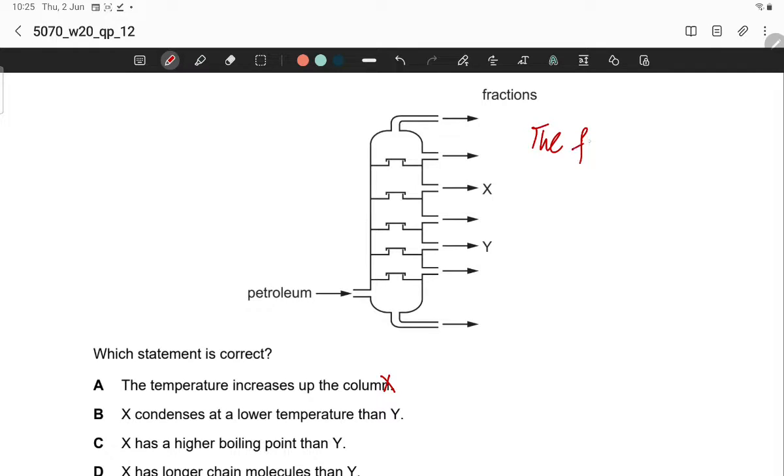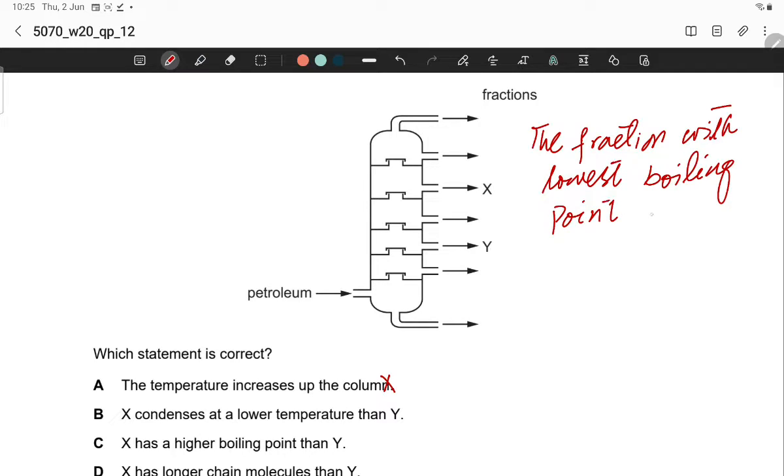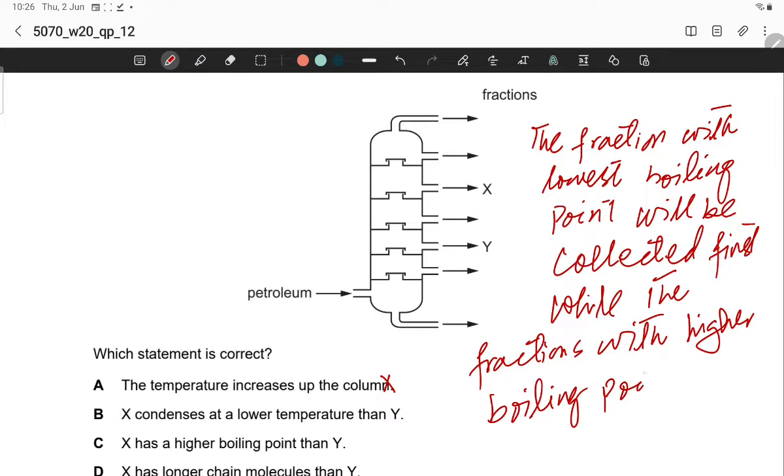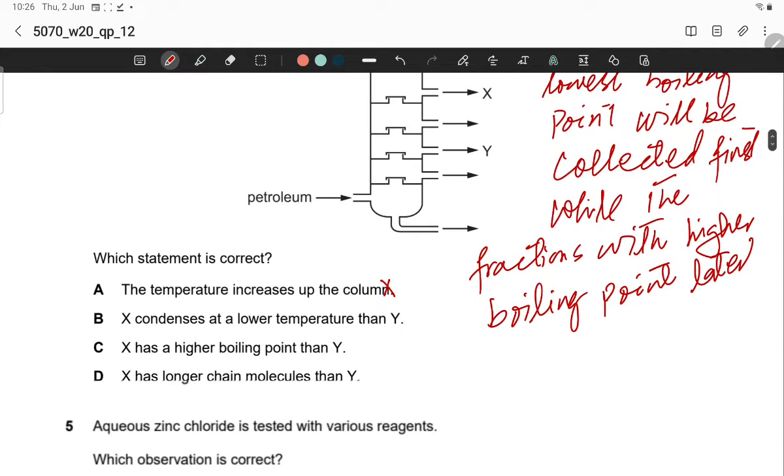The fraction with the lowest boiling point will be collected first, while the fractions with higher boiling point later. So X condenses at a lower temperature.